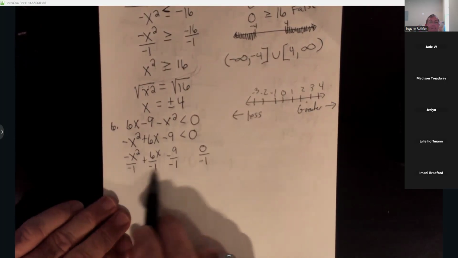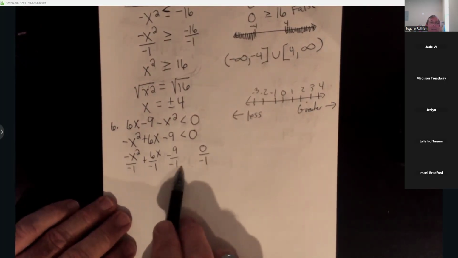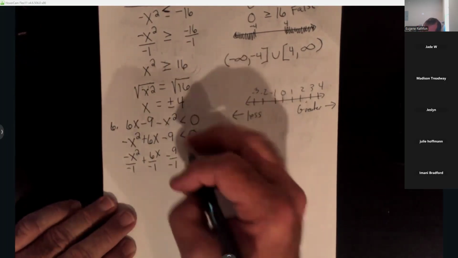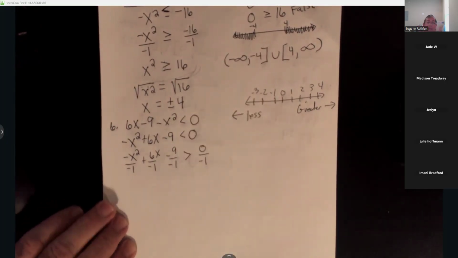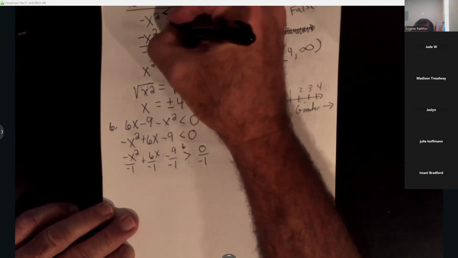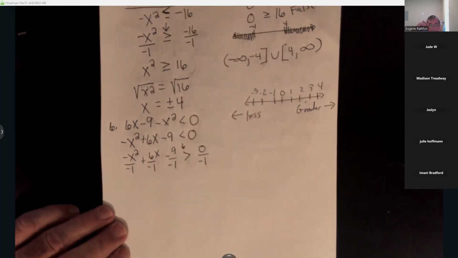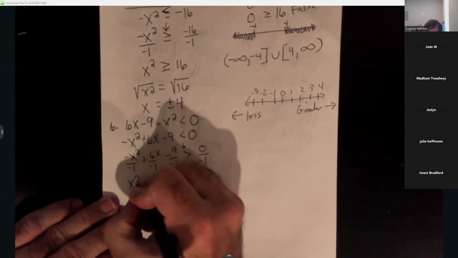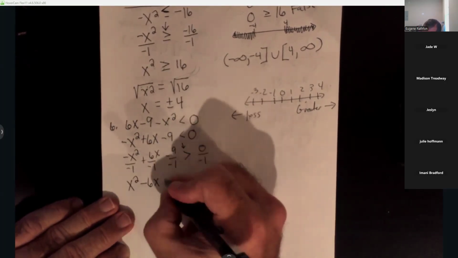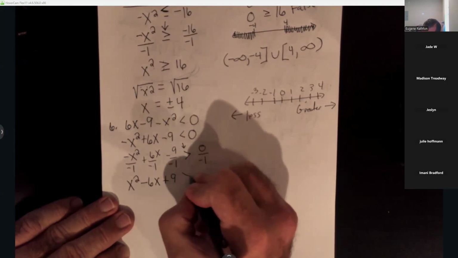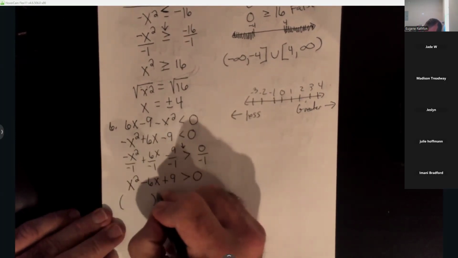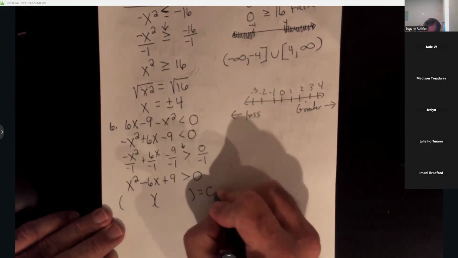And since I'm dividing everybody by -1, I'm going to flip that inequality from a less than to a greater than. Okay, so remember, I'm flipping that one just like I flipped that one up there a while ago, okay? So I get a positive x squared. That's going to make a negative 6x. Negative divided by negative makes that a positive 9 greater than 0. All right, so now we're going to set it equal to 0 and factor.